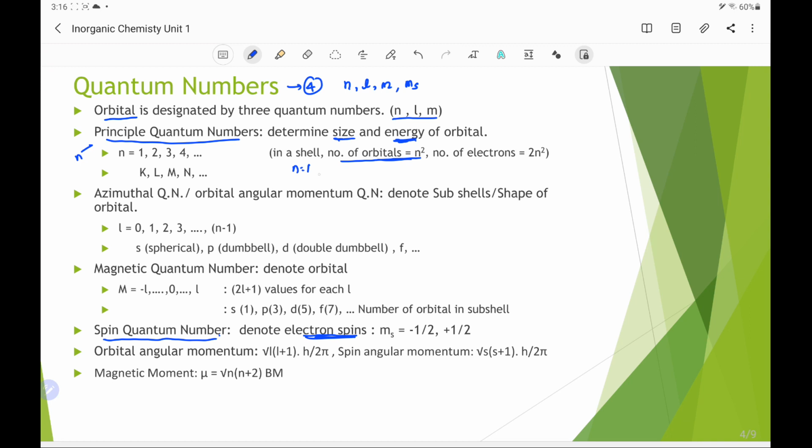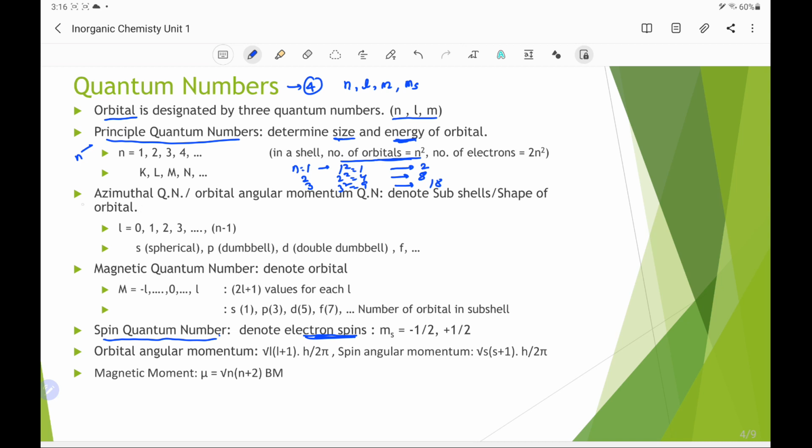So in a shell, say n equal to 1, the number of orbitals will be n square. That means the number of orbitals in the first shell will be 1 square, that is equal to 1. For n equal to 2, it will be 2 square, that is equal to 4. And for 3, it will be 3 square, that is equal to 9, and so on. And the number of electrons will be 2n square. That means the number of electrons in the first shell will be 2, in the second orbit it is 8, and in the third orbit it is 18.